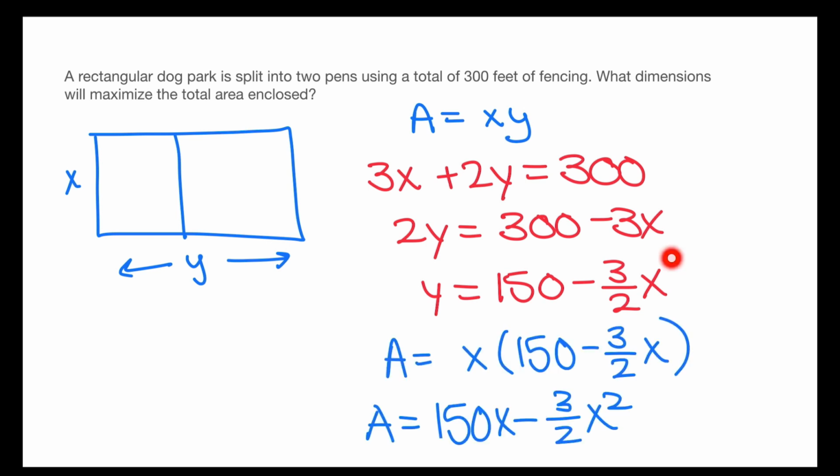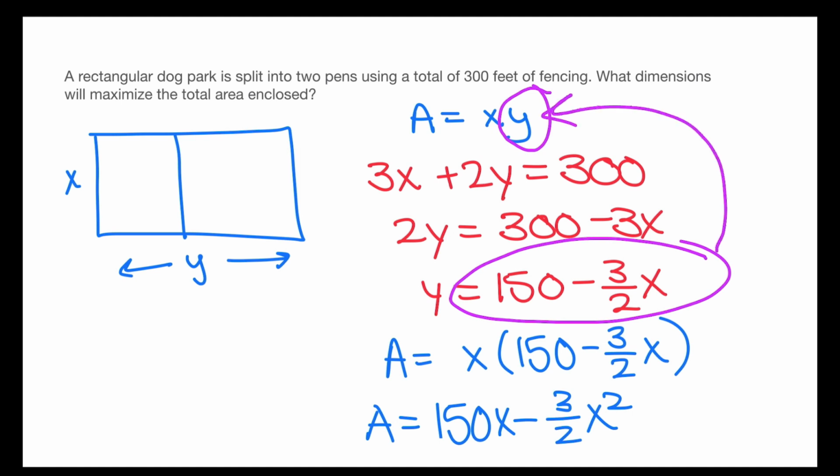Now I can take this expression for y, this 150 minus 3/2 x, and plug that in for y in my area equation. So my area equation is now x times (150 minus 3/2 x). Or if I distribute the x, 150x minus 3/2 x squared. And so after all that work, I now have a quadratic function that's in terms of one variable.